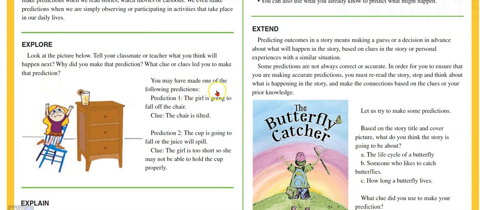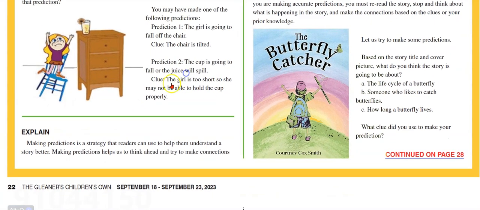You may have made one of the following predictions. Prediction 1, the girl is going to fall off the chair. Clue, the chair is tilted. Prediction 2, the cup is going to fall or the juice will spill. Clue, the girl is too short, so she may not be able to hold the cup properly.